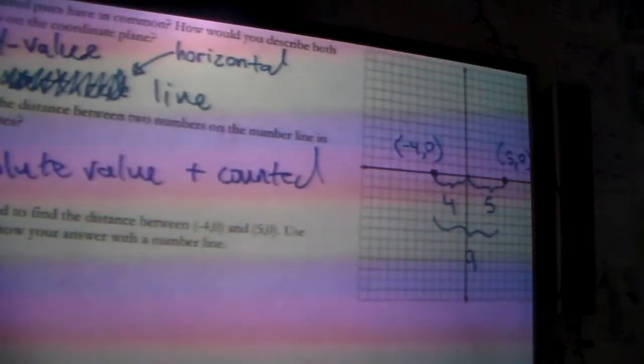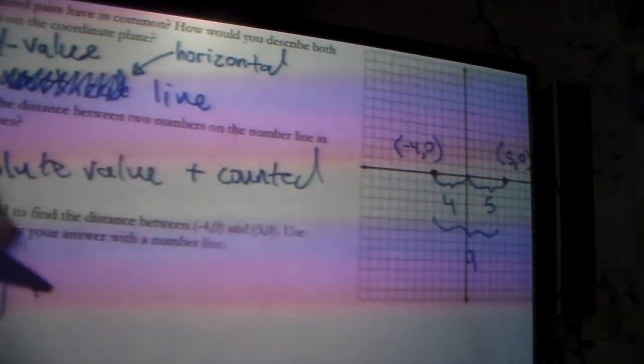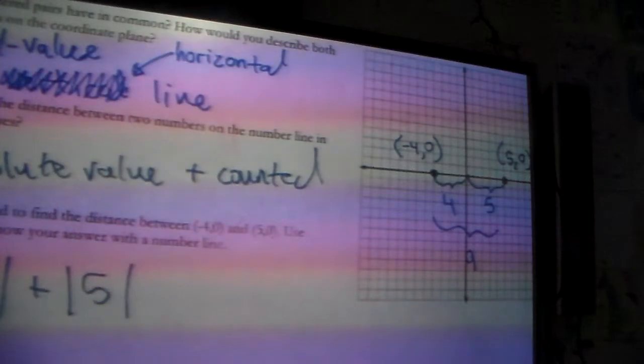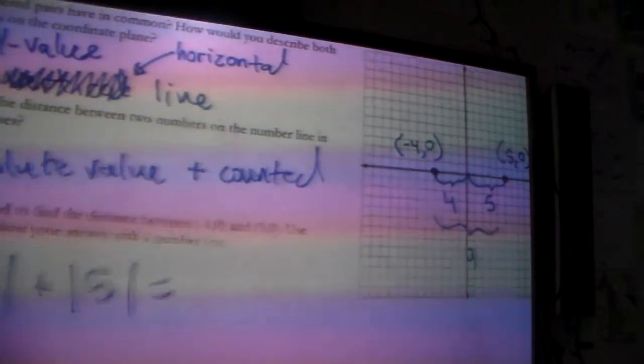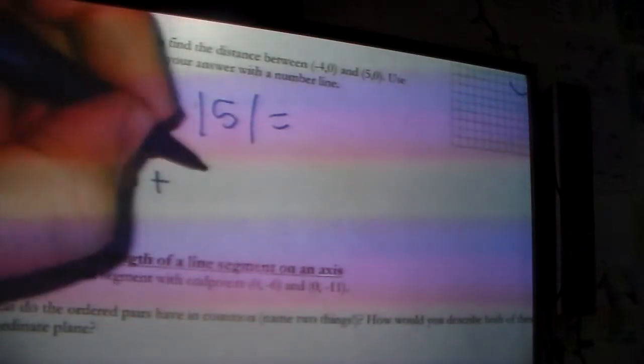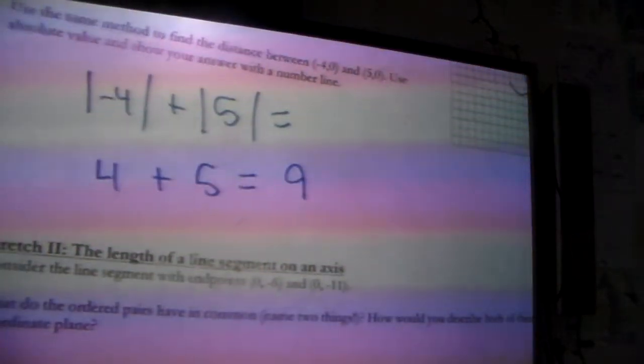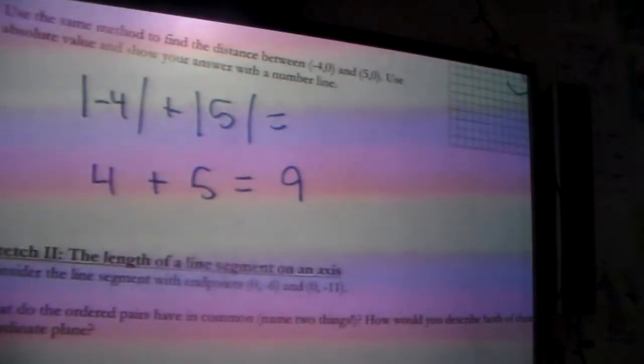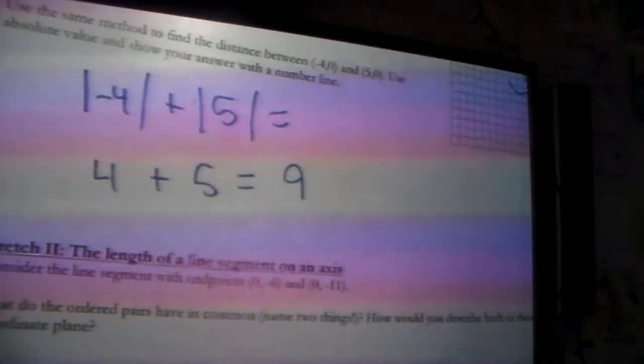So obviously we're going to take our absolute values and add them here. So I'm going to take the absolute value of 4, add it to the absolute value of 5. And what does that equal? Well, absolute value of -4 is 4. Absolute value of 5 is 5. It's 9 away, just like we confirmed when we counted. So I would urge you to pause the video here or go back and rewatch it if you need to, and try stretch 2 now on your own.